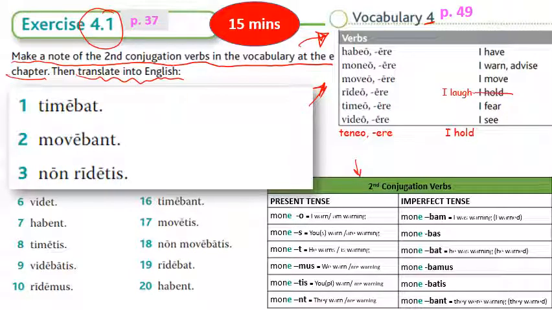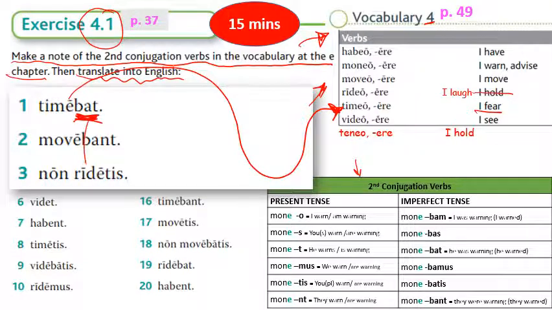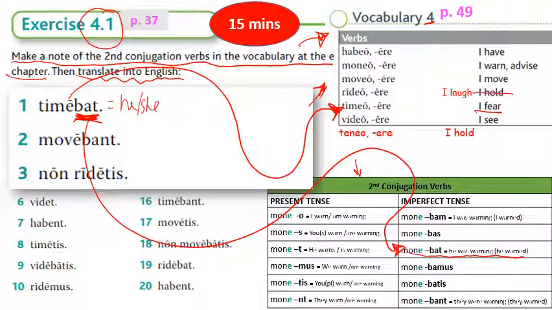So, timebat. Timeo, I go to my vocabulary and I see that it means I fear. And bat is the ending for the third person singular in the past, in the imperfect tense. So, timebat means he or she was fearing or feared because it's in the past.